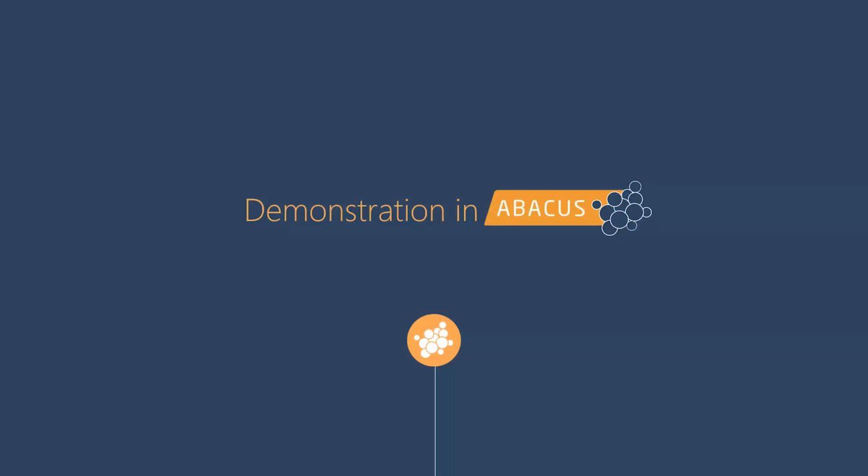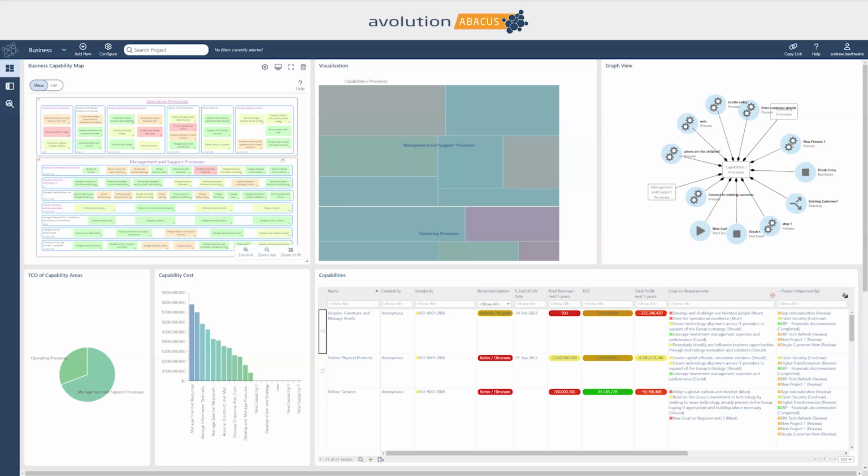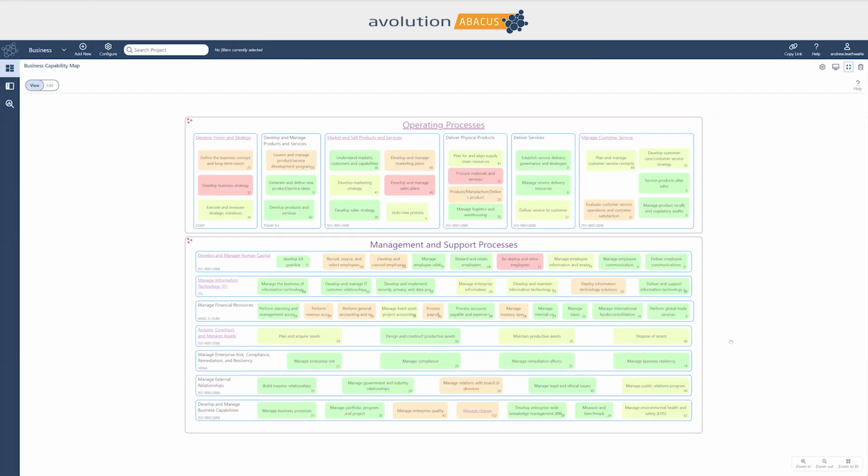Now, what does that look like in Abacus? Well, let's jump into Abacus Enterprise. And in here, you can see the dashboard that looks at the business concepts within this organization. This is the business capability map that you would have seen in that slide deck. And what this is doing is it's highlighting some of those heat mapping elements within this model.